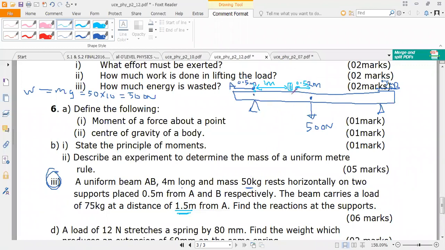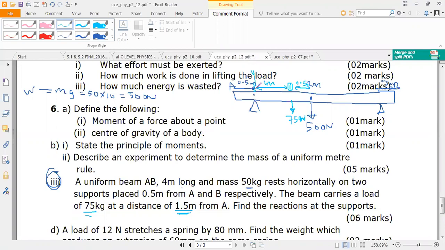If a load is here and it is 75 kilograms, you can also look for its weight. The weight will be 75 times 10, which is 750 newtons. Since it is sitting on top, it will be pushing this beam downwards like this, and therefore its weight will be pulling the beam downwards at this point, which is 750 newtons.